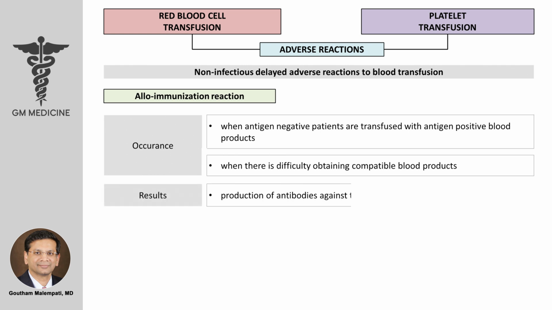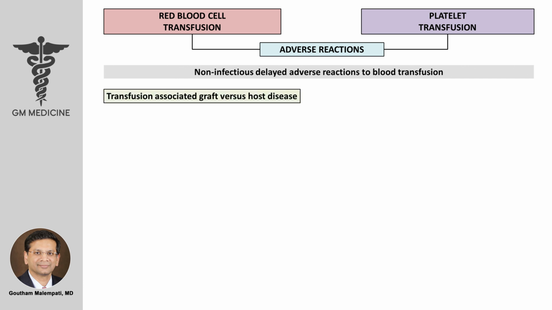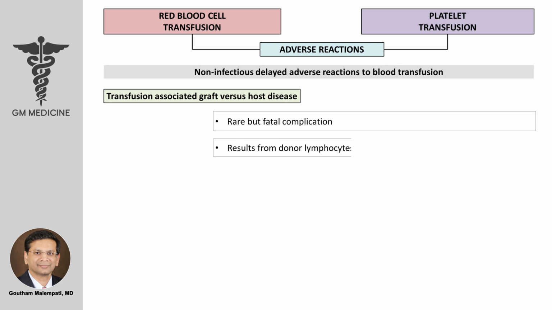This results in production of antibodies against the foreign antigen, resulting in hemolysis. Treatment includes supportive care with restrictive transfusion strategy and transfusion of compatible blood products. Transfusion-associated graft versus host disease is a rare but fatal complication. It results from donor lymphocytes targeting the recipient tissues.